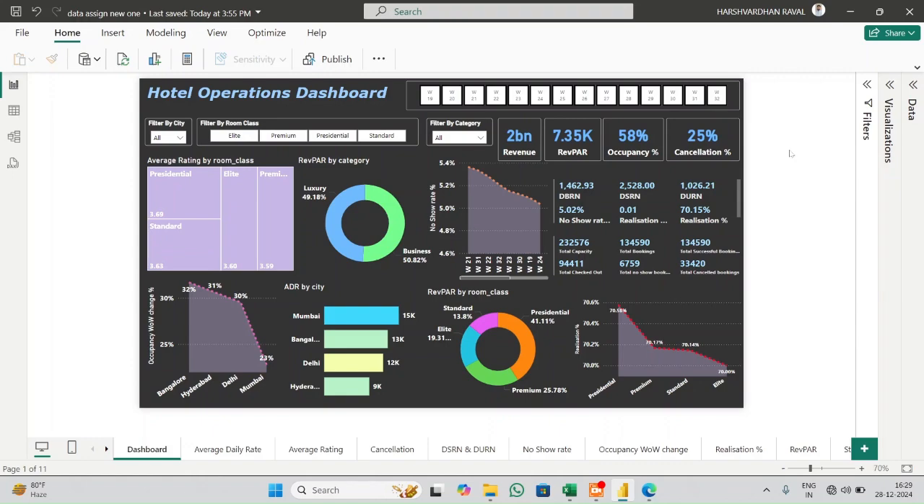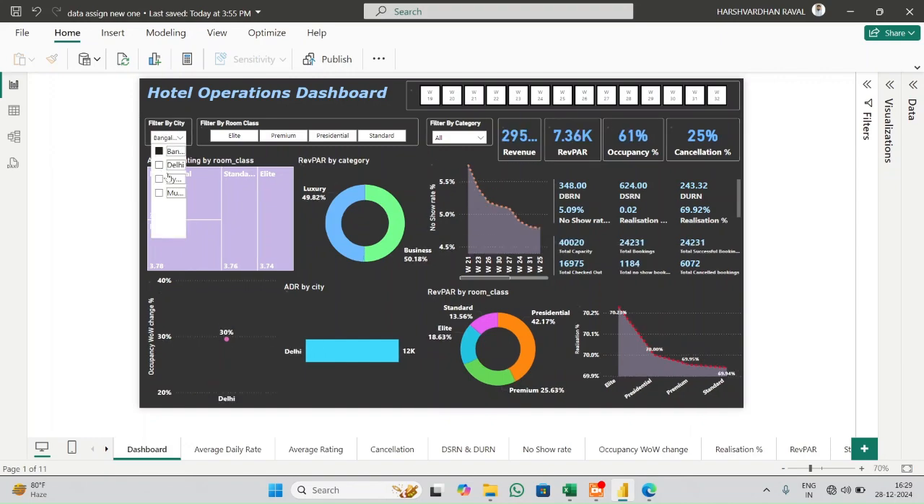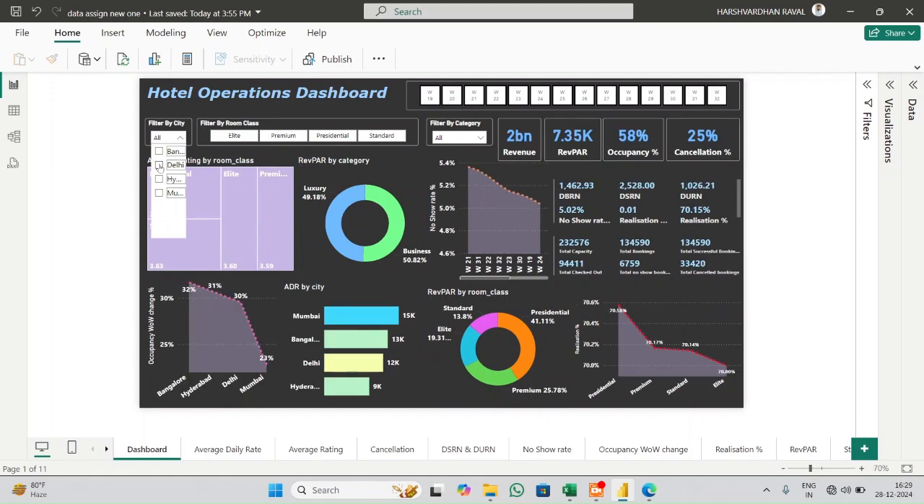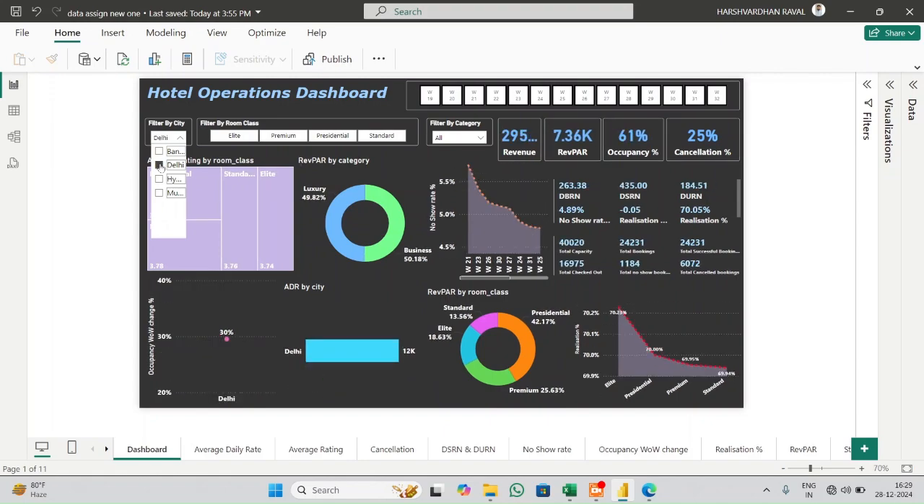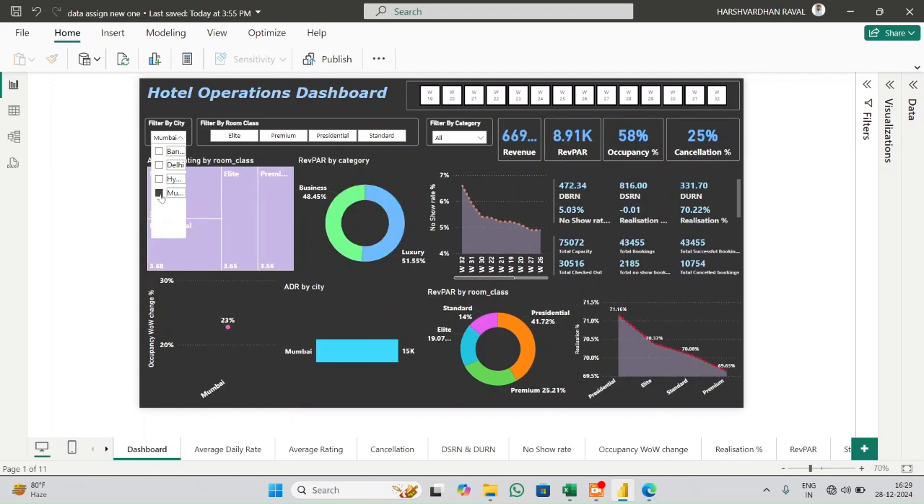Now a random day I want to see how my Bangalore is performing in this entire 22. So I will select Bangalore. I can see Bangalore is having only 56% occupancy and 25% cancellation rate. I will compare with Delhi. Delhi is having 61 occupancy, 25%. Hyderabad is having 58 occupancy, and Mumbai is having 58 occupancy.